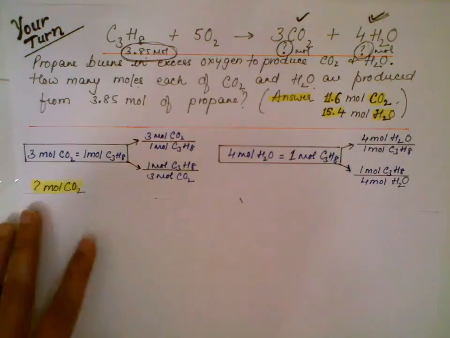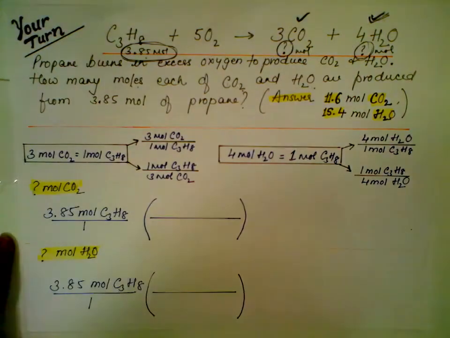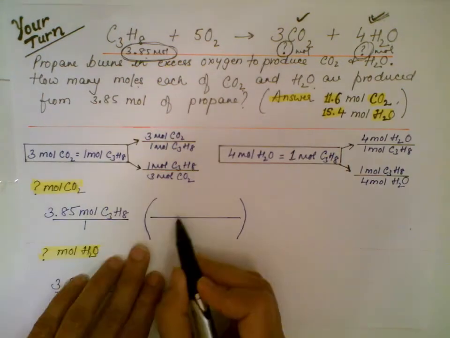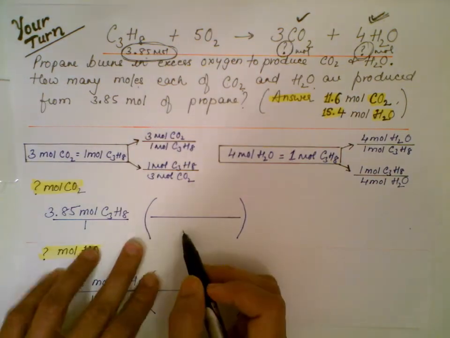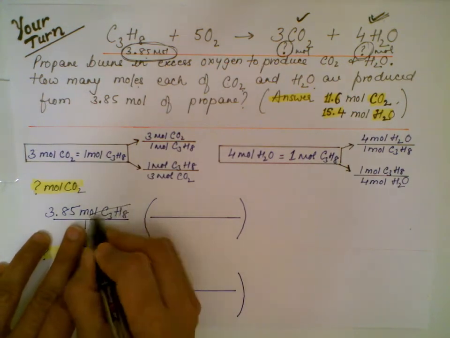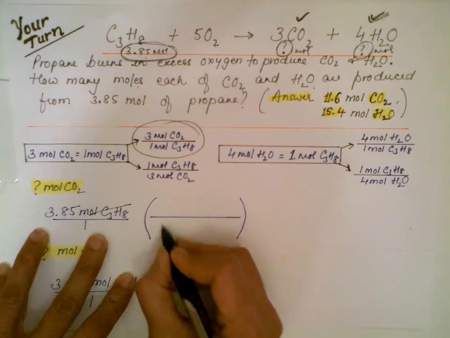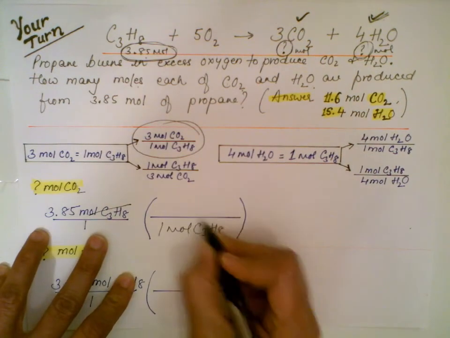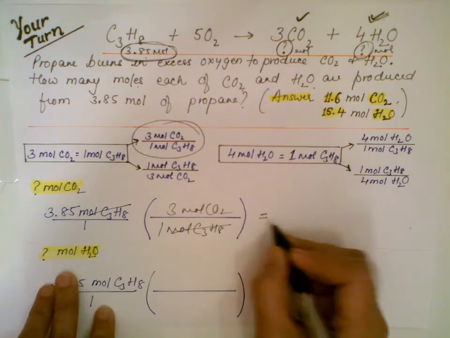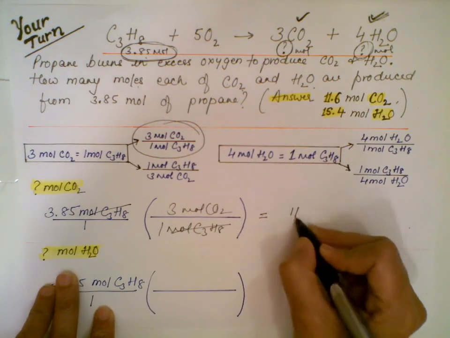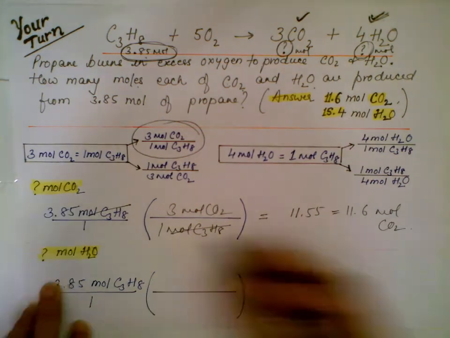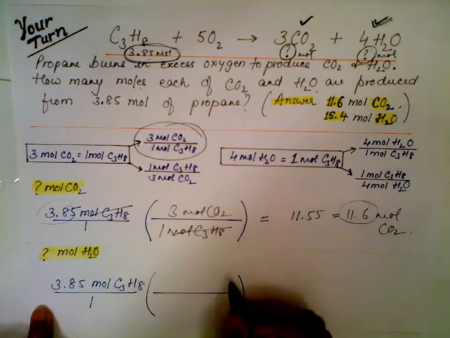To figure out the moles of carbon dioxide, you start out with the given. You always start out with the given. Now you multiply with the appropriate mole ratio. Which one is my appropriate mole ratio? I want to get rid of moles of propane, so I'm going to use this one. Cancel this. When you solve it, you get 11.55, so 11.6. Why am I saying 11.6? Because it is 3 sig figs, so you want 3 sig figs in your answer.